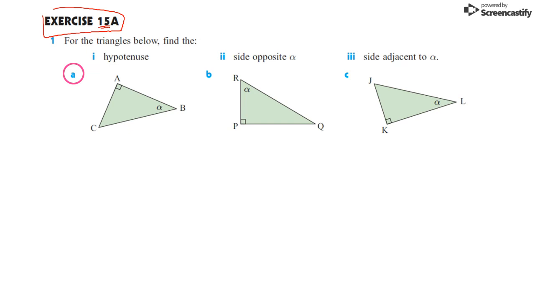So for part A, we're going to name the hypotenuse. The hypotenuse is the side opposite the right angle. So that would be BC or CB, however you want to say that. Okay? So the hypotenuse, the side opposite of alpha. So the side opposite of alpha is AC.